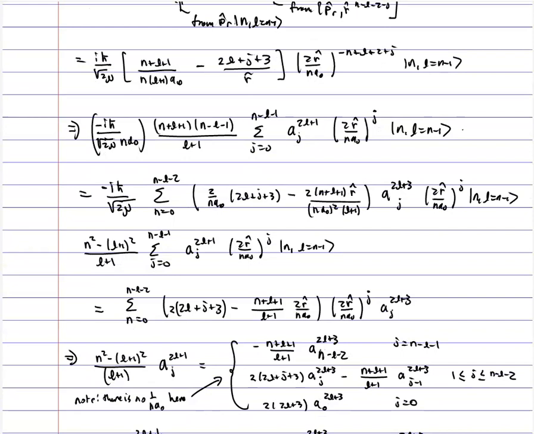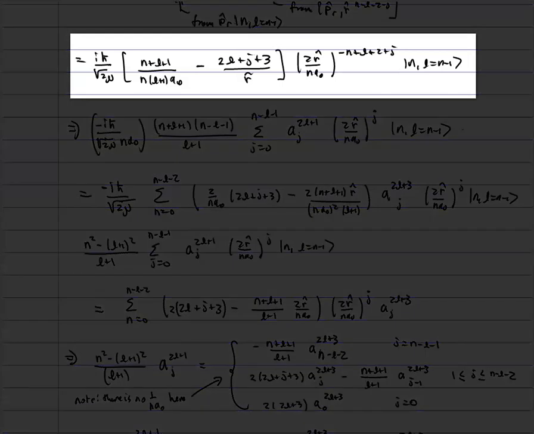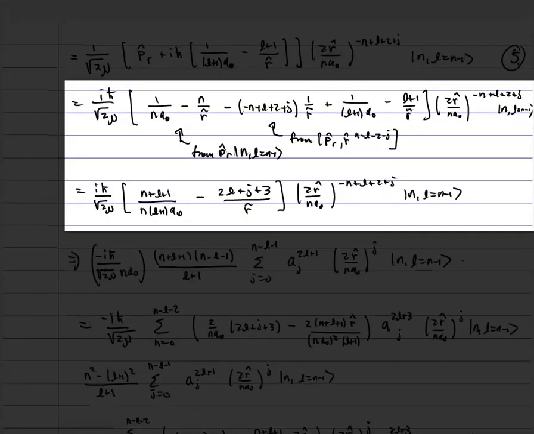Now, the expression we're going to first simplify, and we find that we get just two terms: (n + L + 1)/(n(L + 1)a0), and (a minus 2L + j + 3)/r hat, and that's all multiplying these other factors and so forth. You should pause the video, make sure that you can do this.